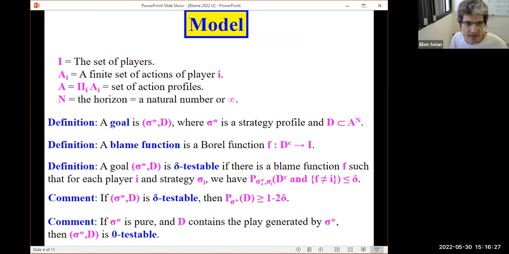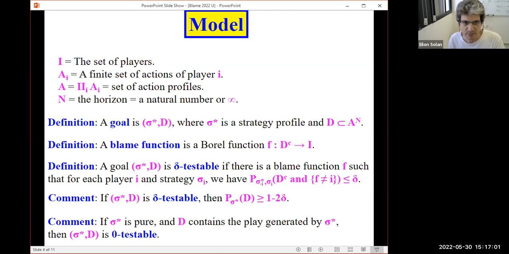Another comment is that if sigma star is pure, a deterministic strategy that does not use randomization, then it is easy to find a deviator, right? As soon as the target set D contains the unique play generated by sigma star, then this goal is zero testable, because any deviation is immediately detected. We know who deviated.